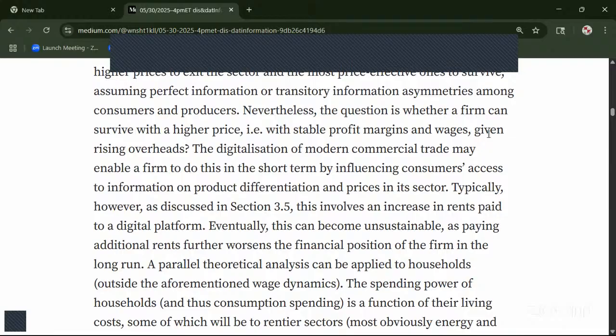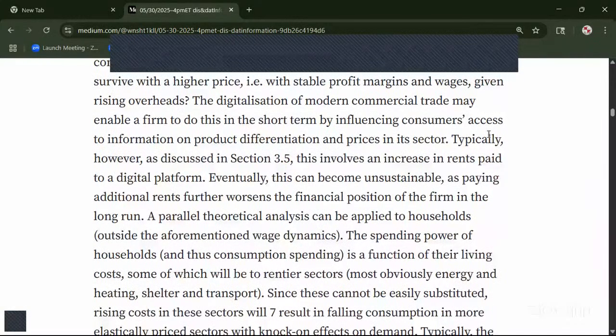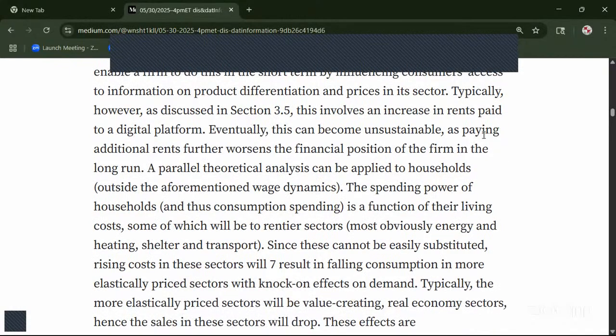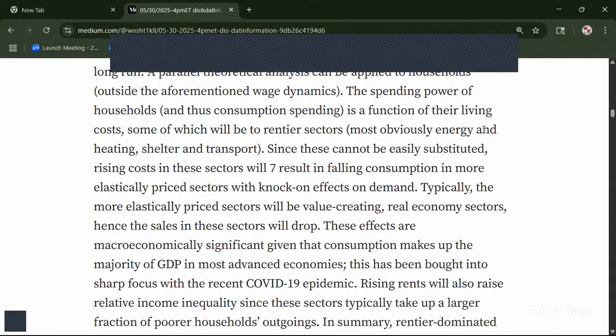The spending power of households, and thus consumption spending, is a function of their living costs, some of which will be to rentier sectors, most obviously energy and heating, shelter, and transport. Now, since these cannot be easily substituted, rising costs in these sectors will result in falling consumption in more elastically priced sectors with knock-on effects in demand. Typically, the more elastically priced sectors will be value-creating, real economy sectors, hence the sales in these sectors will drop. These effects are macroeconomically significant given that consumption makes up the majority of GDP in most advanced economies.